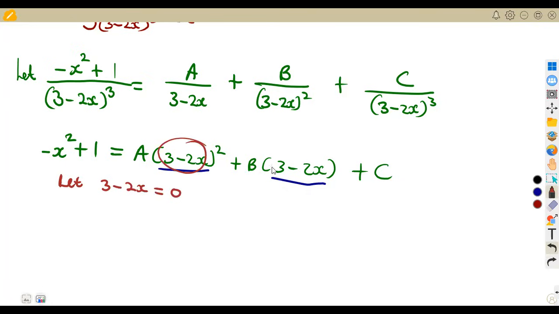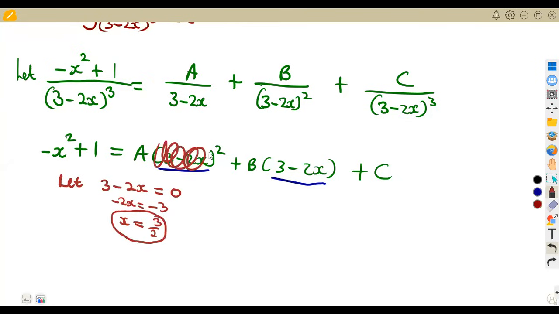So if we let this linear bracket be equal to 0, it means we are able to solve for x. That will be minus 2x is equal to, transpose 3 to the other side, it becomes negative 3. So if we divide by negative 2 by negative 2, our x is going to be given as 3 over 2. So this is the value of x.